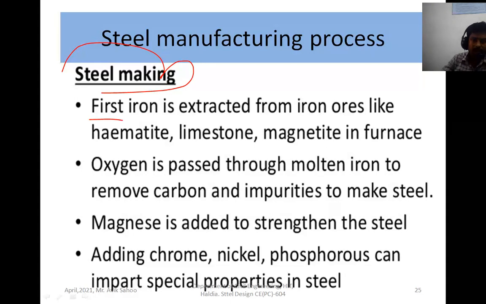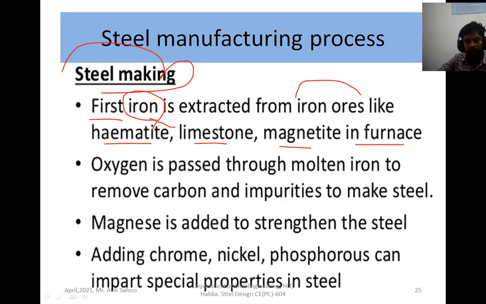So first, iron is extracted from iron ores. Basically iron is not available freely, so it is extracted from iron ores like hematite, limestone, magnetite in a furnace. Then oxygen is passed through molten iron to remove carbon and impurities to make steel.